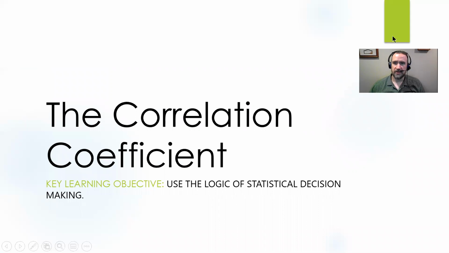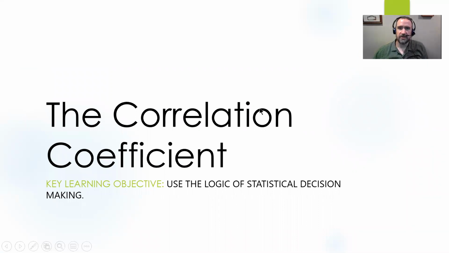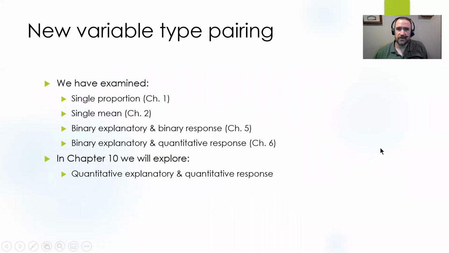Our key learning objective as we talk about the correlation coefficient and the rest of our content in this unit is about using the logic of statistical decision making. So we're trying to understand how to make decisions and using the correlation coefficient as a useful tool there.